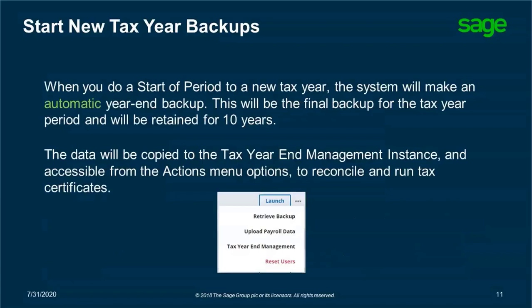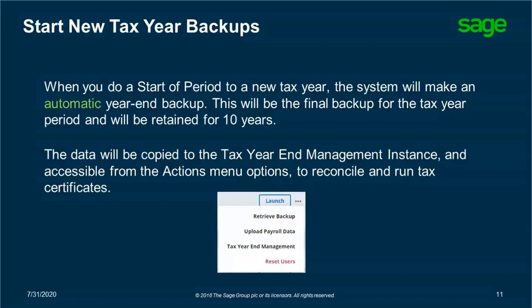When you start a new tax year, the system will also automatically create the year-end backup. It's the final backup of your tax year, and that's the one that's going to be retained for 10 years. During the process of your start of period to the new tax year, the data will also be copied to the tax year end management instance. In other words, it will create a system that you will be able to access, which will be used for you to reconcile and run your tax certificates.